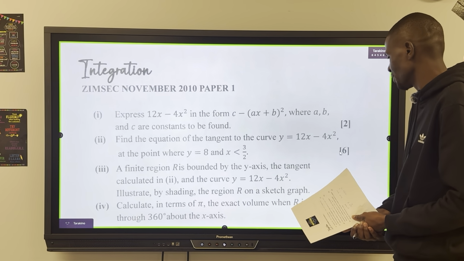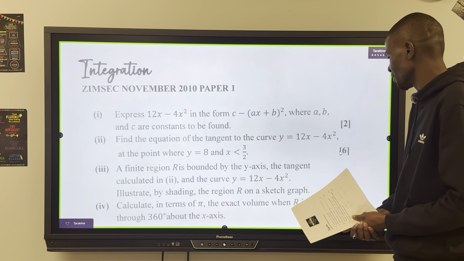Here we are going to need this part when x is 1. These are the conditions that I'm going to use. So I've got 0 and 1. Remember, my curve here is 12x minus 4x squared, right? So whenever we calculate volume about the x-axis, it is equal to pi integral from x1 to x2 of y squared.